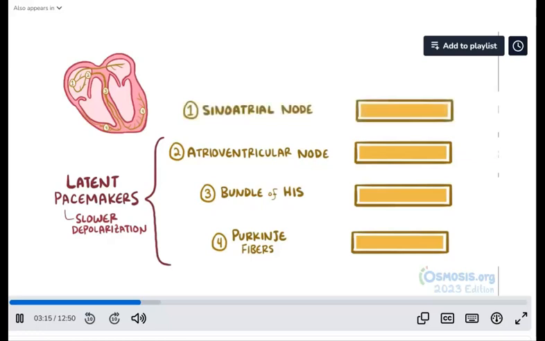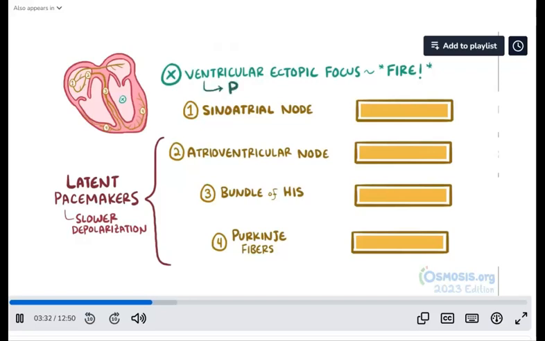Now though, let's say you have a ventricular ectopic focus somewhere in the ventricles, which is a cell or area of tissue that sends off an early depolarization wave, before even the SA node gets to fire. This is what leads to a premature ventricular contraction, or PVC.